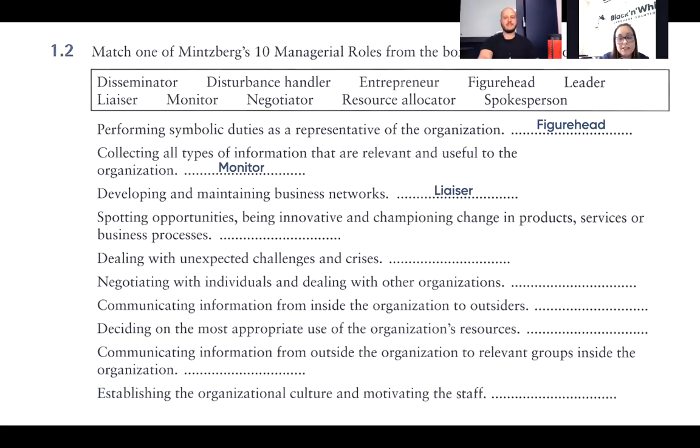Very good. Spotting opportunities, being innovative, and championing changing products, services, or business processes.